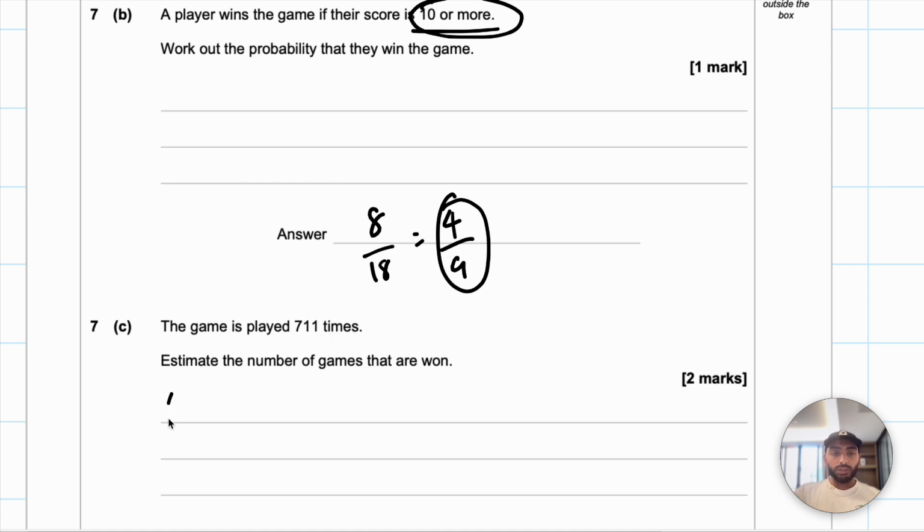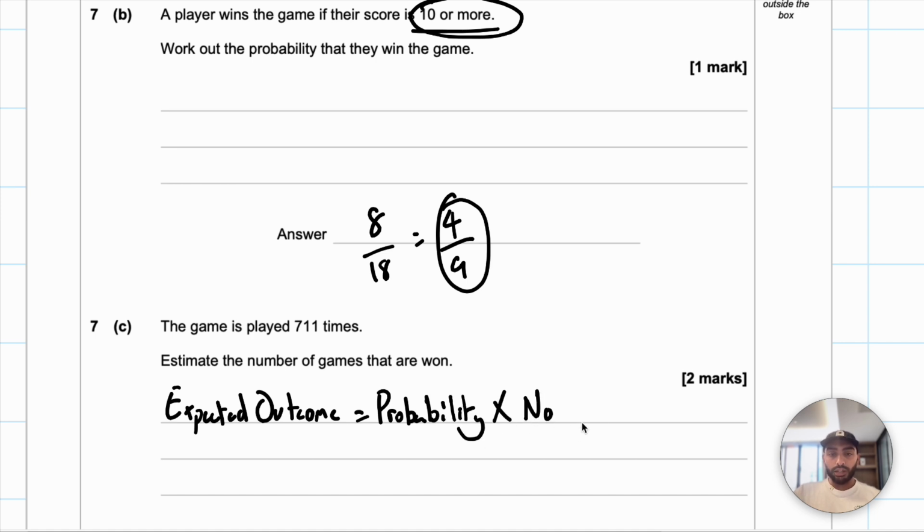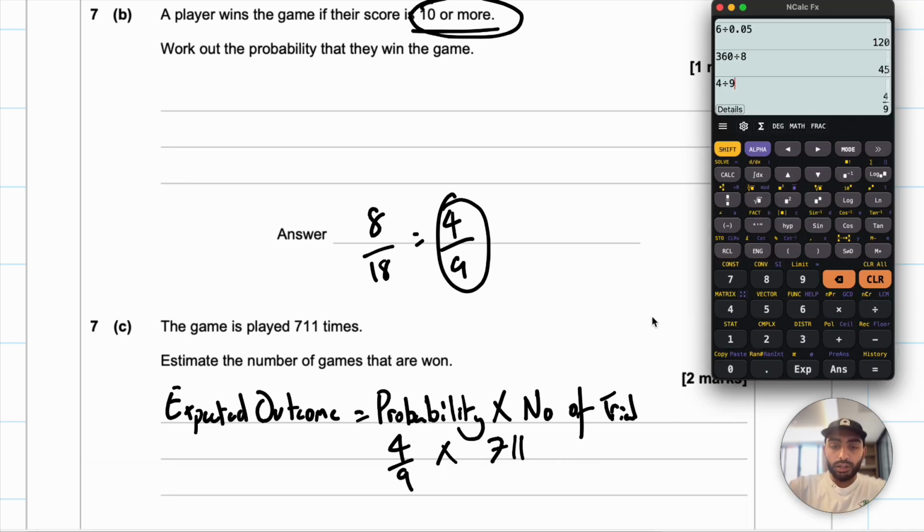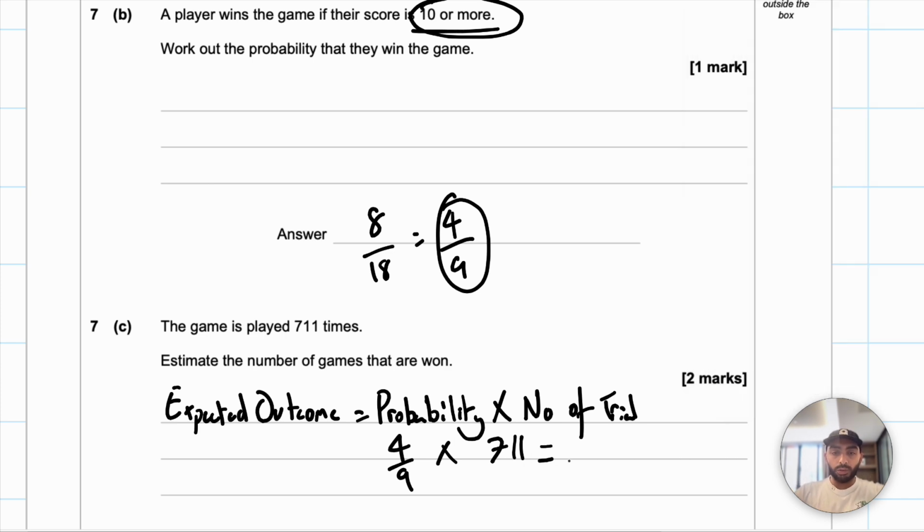The formula that we're using here is expected outcome is equal to the probability multiplied by the number of trials. Number of trials just means how many times do they actually do this thing. So here, the probability of winning is 4/9, and we're multiplying it by 711, which is how many times they do it. So 4/9 multiplied by 711 gives me 316. So we would expect them to win it about 316 times.